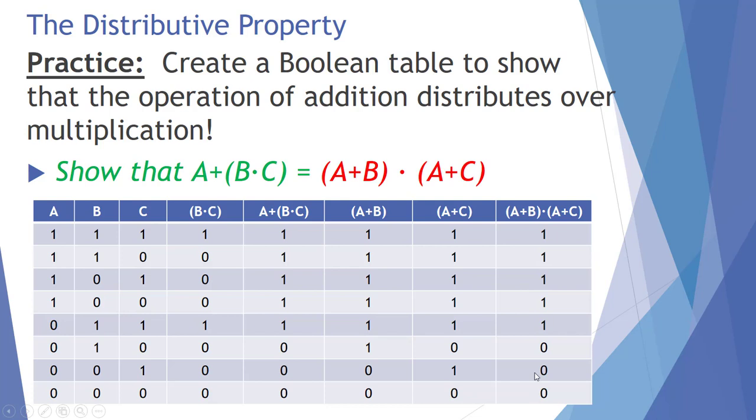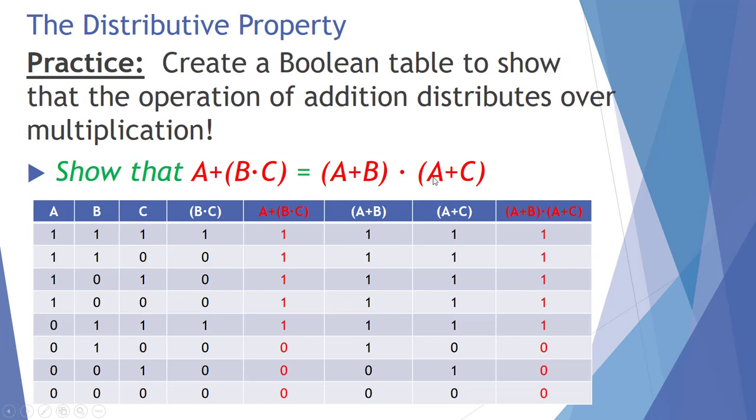And so we're ready to reach our conclusion. Since our left side of the equation, the column that represents a plus b times c, is 5 1s and 3 0s, and it matches the right side of our equation, a plus b times a plus c, which has the same sequence of 1s and 0s, they are equivalent statements. That means in Boolean algebra we can distribute the operation of addition over, or into, a set of parentheses that contains multiplication. And we would get a plus b times a plus c.